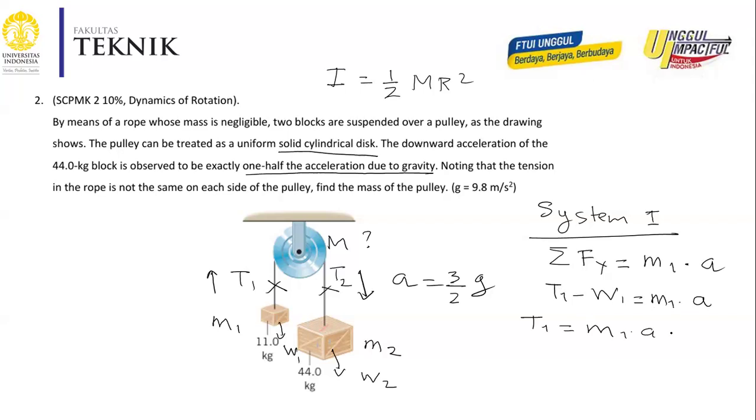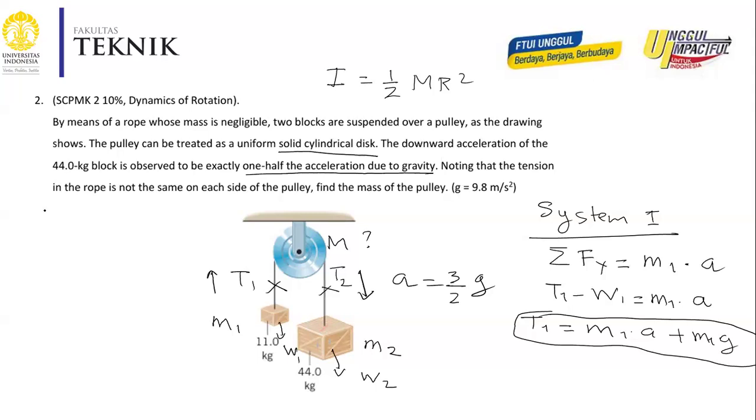So we move this one to the right side and it becomes positive M1 times G. This is the first equation, T1. And then we need to find the second equation. We need to find T2. T2 here is downward.